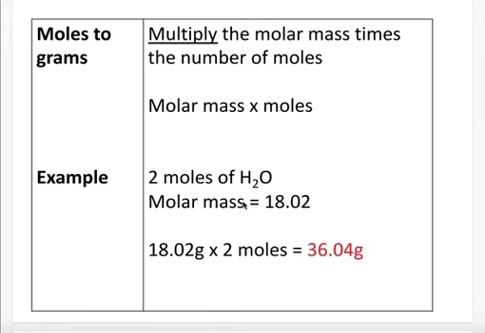So for example, if you needed 2 moles of H2O or water to do a chemical reaction, you would first find the molar mass of water, which in this case is 18.02 grams. Then you would take that mass and multiply by the number of moles required for that specific experiment. If I take 18.02 and multiply by 2, I get 36.04 grams. So I know when I'm measuring out my water that I need, I'm going to need to measure 36.04 grams to do my reaction. That's how this works. Very simple. So moles to grams, you multiply.